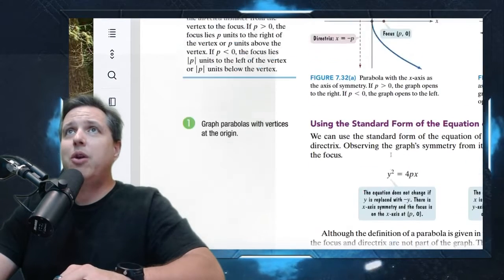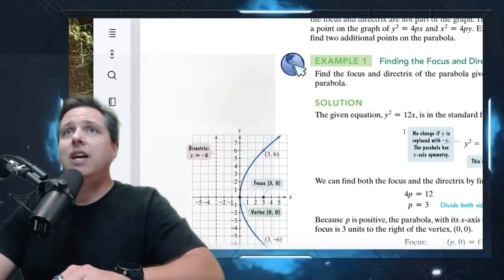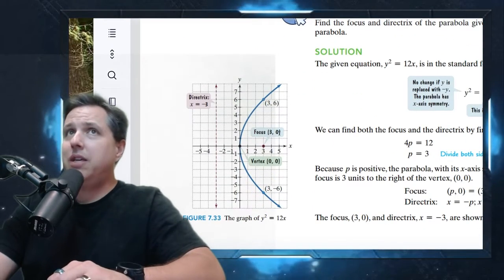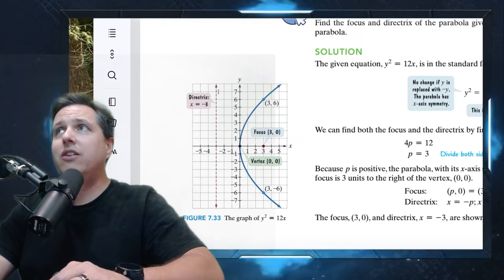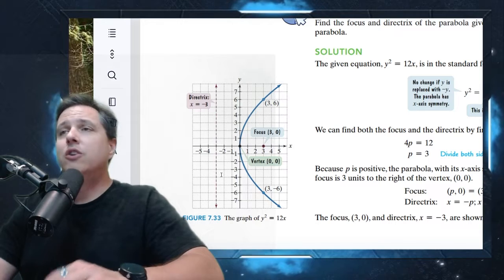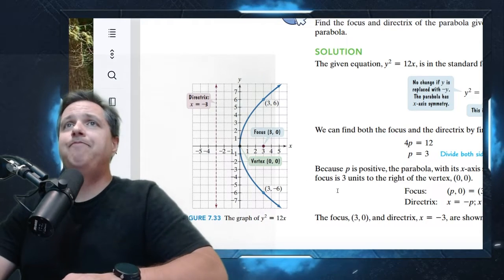And we can see up here from our picture, the focus should be at (p, 0). And it's at (3, 0) because p is 3. And our directrix is x equals negative 3. So once you figure out that p value, it kind of gives away the whole game, right?